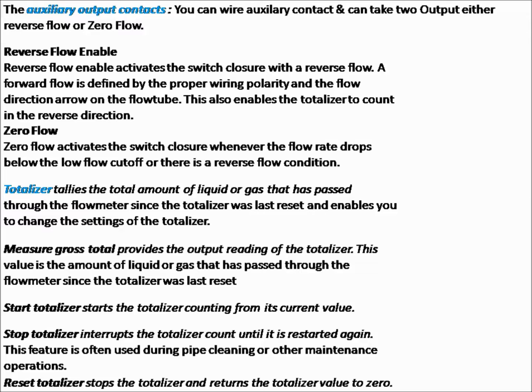So the next step is to set the totalizer, if required. It may be required or may not be required in your application. So totalizer means the gross total flowing through the flow meter. You can stop the totalizer, or start it, or you can reset it to the zero value.